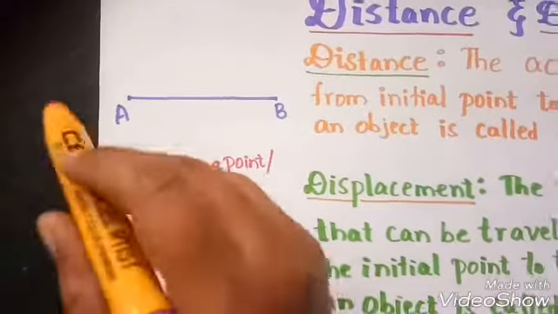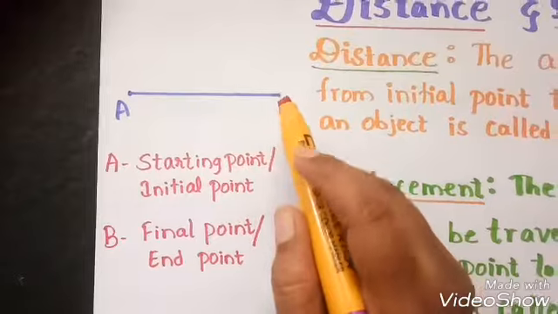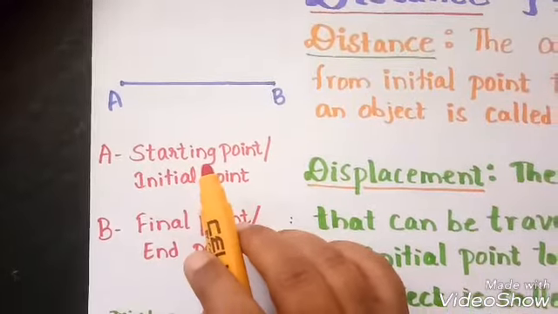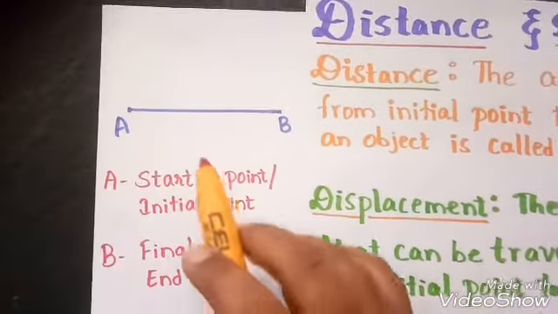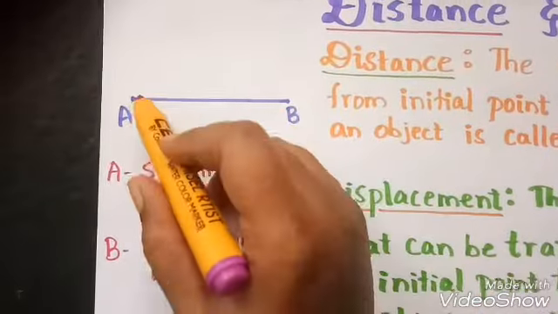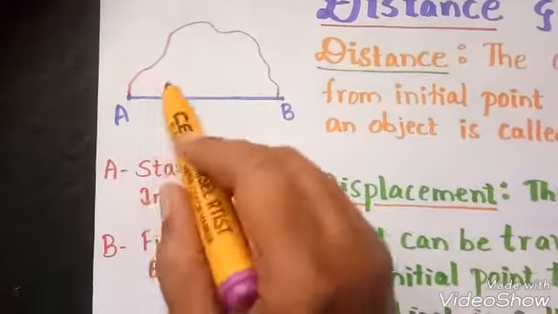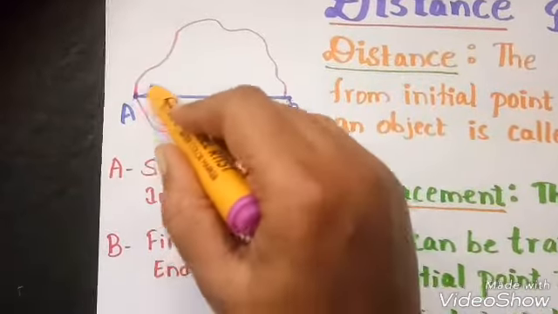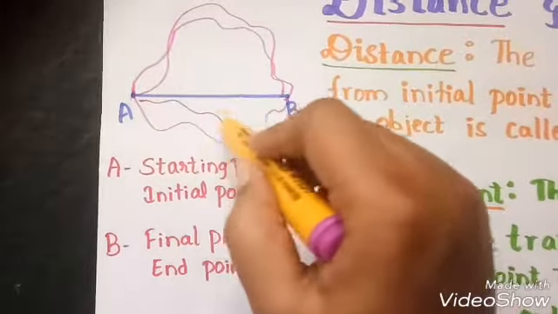Suppose an object is at point A and wants to go to point B. In how many ways can it go from A to B? The object at point A can move to point B in any direction. It can move in this direction and reach B, or in this direction and reach B, or in any desired direction it can go and reach point B.